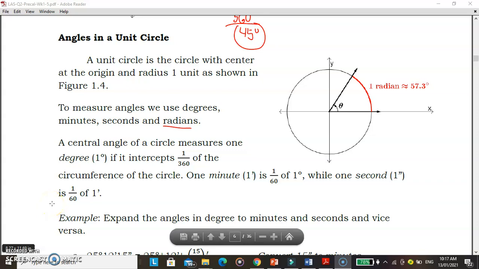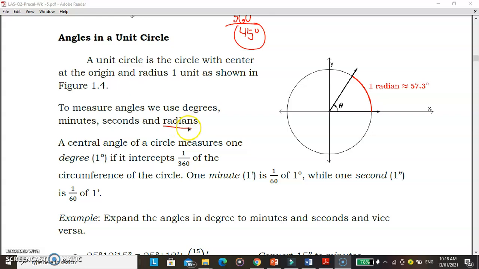Let's continue our discussion with angles in a unit circle. What is a unit circle? It is the circle with the center at the origin and the radius 1. So this is a unit circle. To measure angles, we use degrees, minutes, seconds, and radians. So we will know later on about radians.